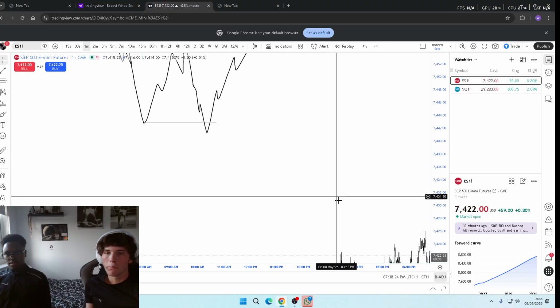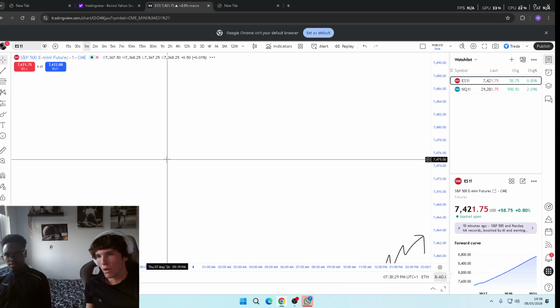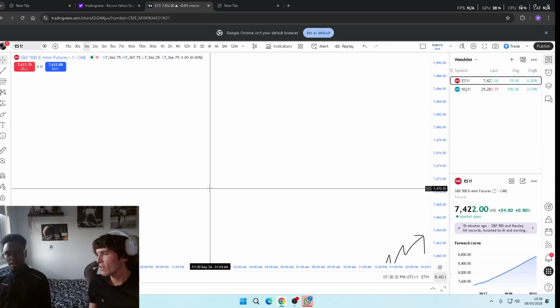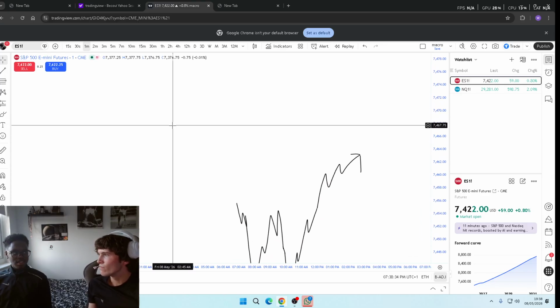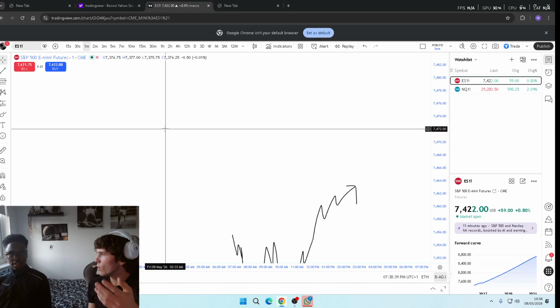So basically, what is a liquidity sweep? You know what liquidity is? Liquidity is what moves the market. If there was no liquidity the market couldn't move, right? So basically liquidity is like previous highs and previous lows. In the market you see highs and lows, and that's like the resting liquidity.